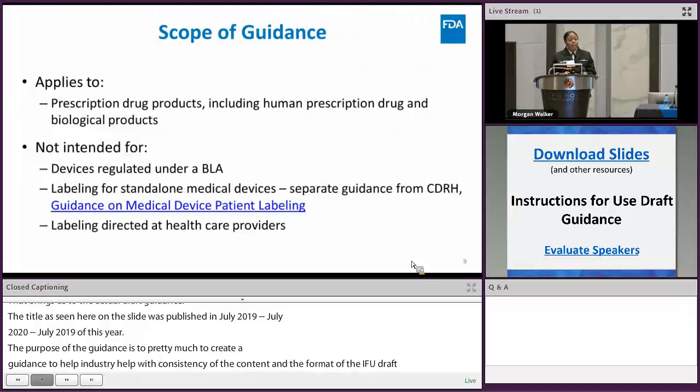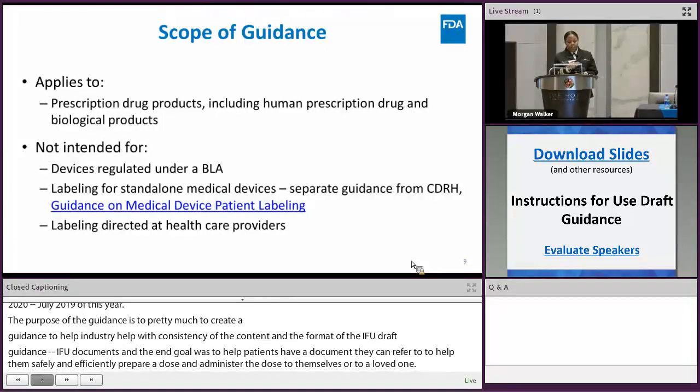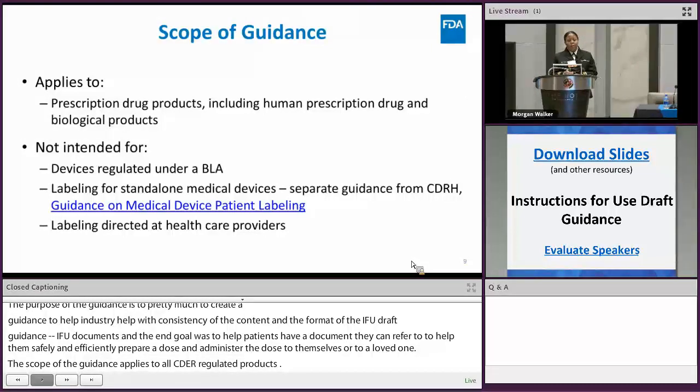The scope of the guidance applies to all CDER regulated products. We just wanted to mention that it is not intended for the bullets that you see here on this slide, such as some examples of those products could be blood collections or blood specimen products or devices or things of that nature.